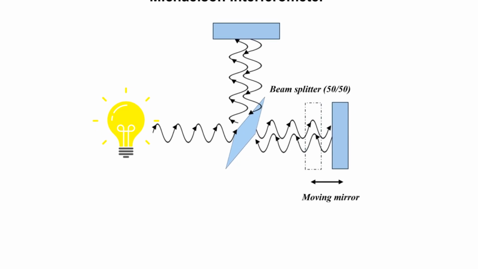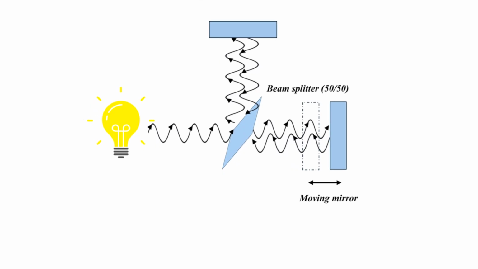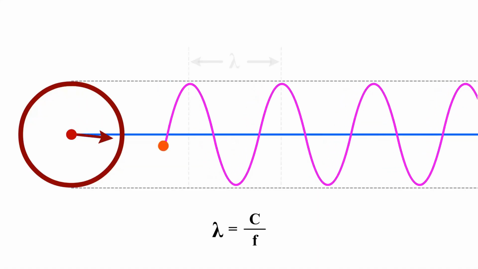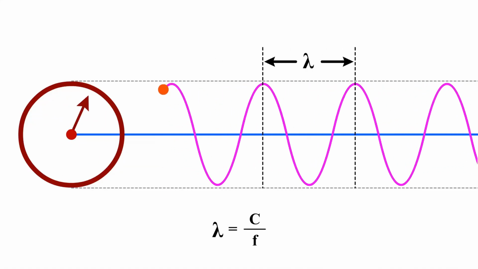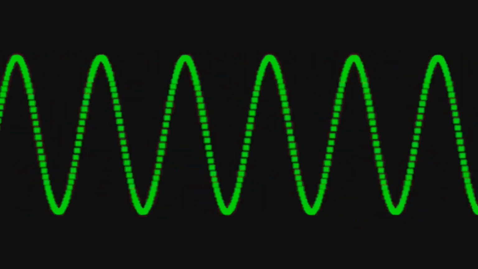The magic happens here. Because one mirror is moving, one beam travels a slightly longer path than the other. When the two beams meet again, their waves overlap, sometimes adding, sometimes canceling, depending on the difference in distance they traveled and the wavelength of the light. Every wavelength interferes in its own unique rhythm. Short wavelengths oscillate rapidly as the mirror moves, while long wavelengths oscillate more slowly.